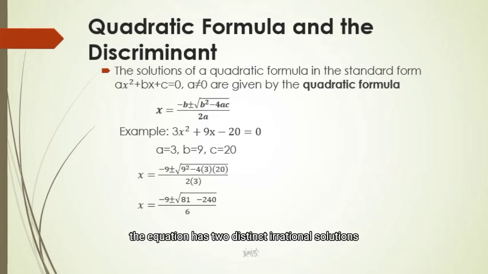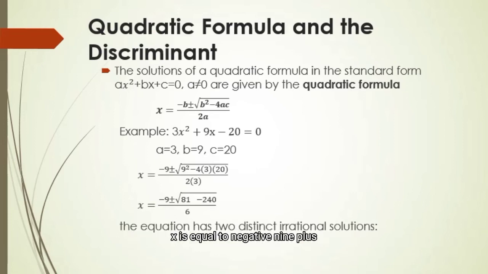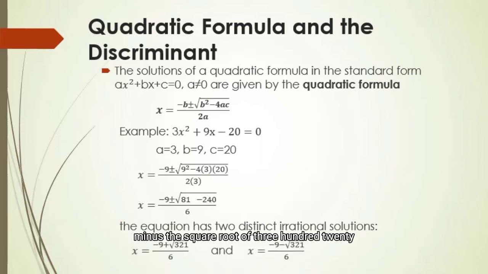The equation has two distinct solutions. X is equal to negative 9 plus the square root of 321 over 6. And x is equal to negative 9 minus the square root of 321 over 6.